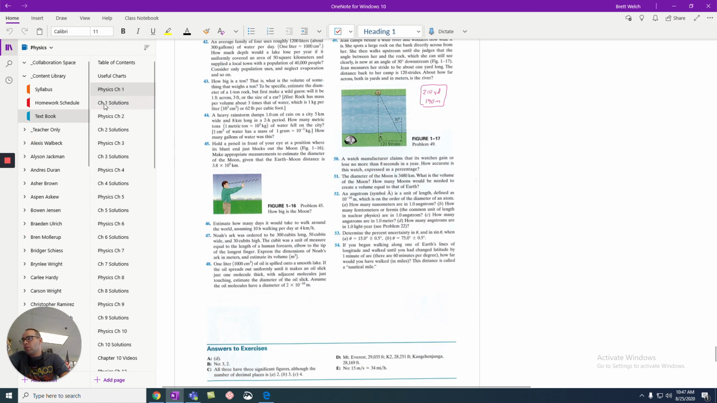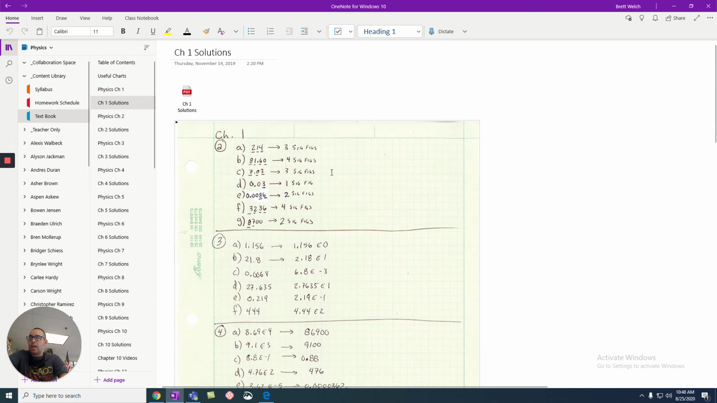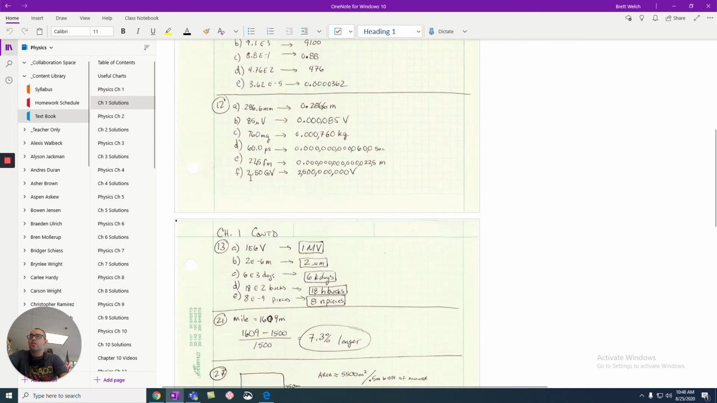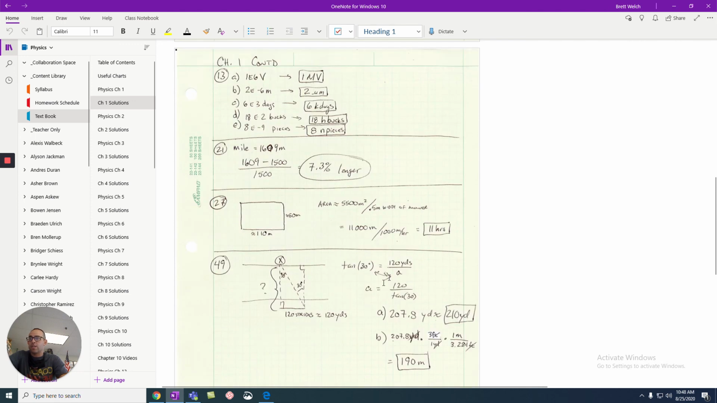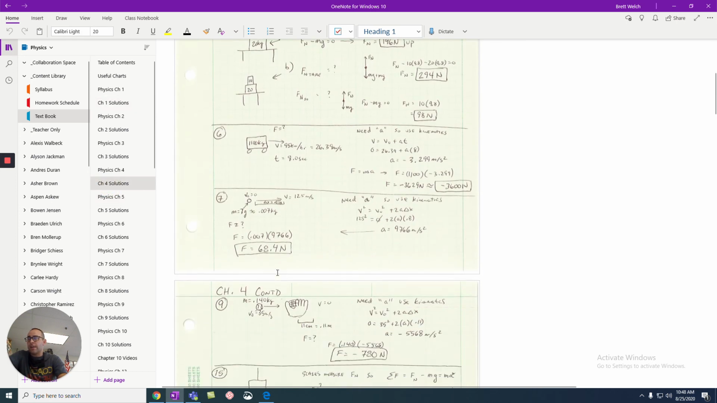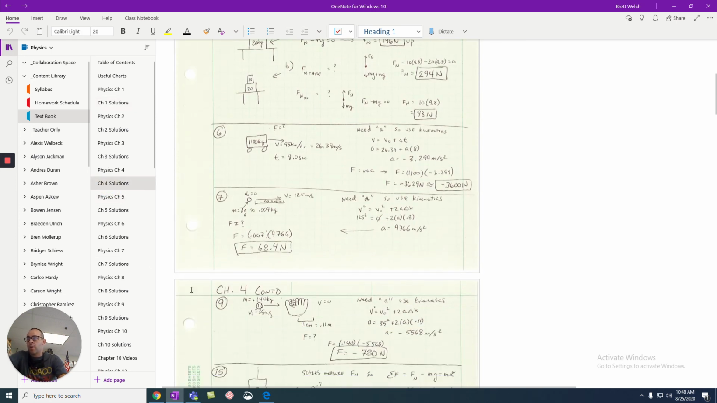But you can also look right here where it says Chapter 1 Solutions. If you click on that Chapter 1 Solutions, you're going to see Mr. Welch's individual personal work that I did to answer these questions. Any algebra that I had to do, any formulas that I used, you'll see the drawings, if I had any drawings that I felt were necessary for the problems, and you can go through and see that.